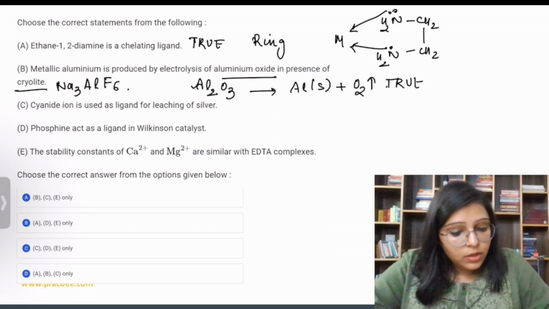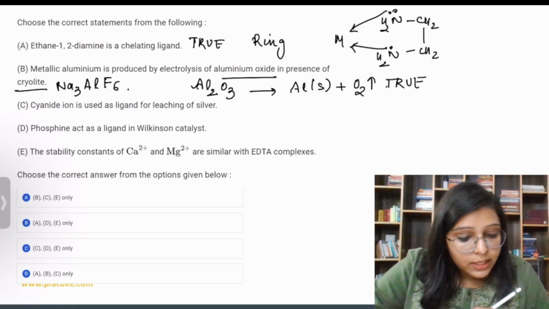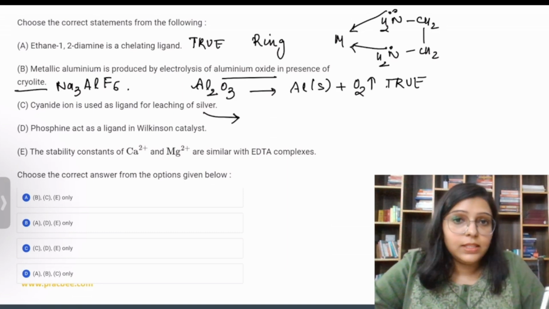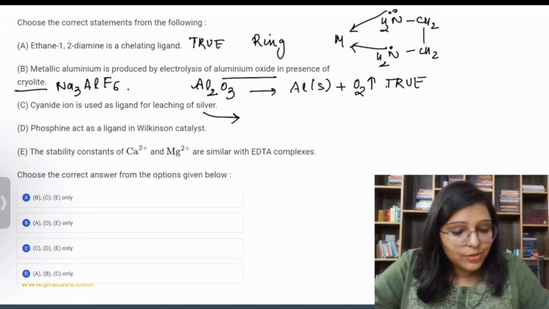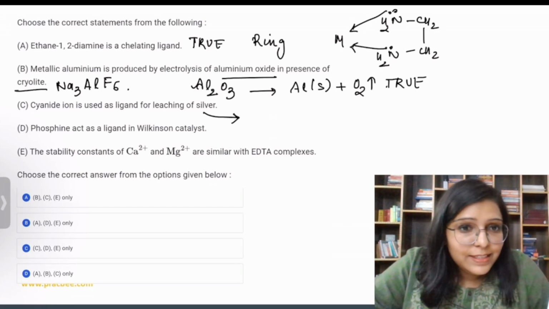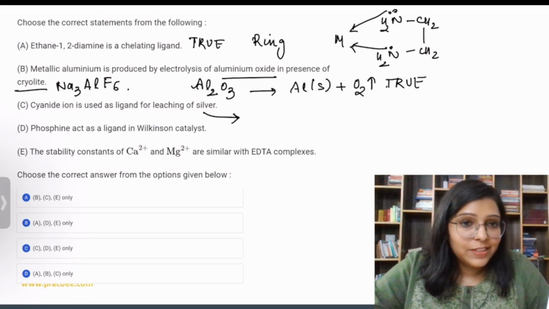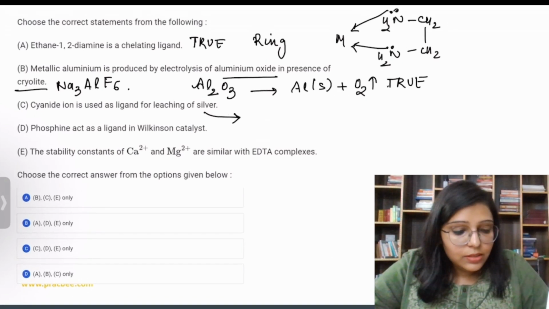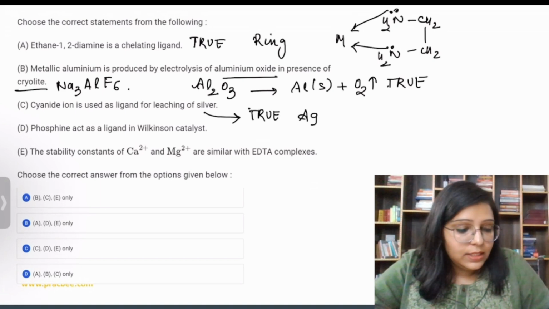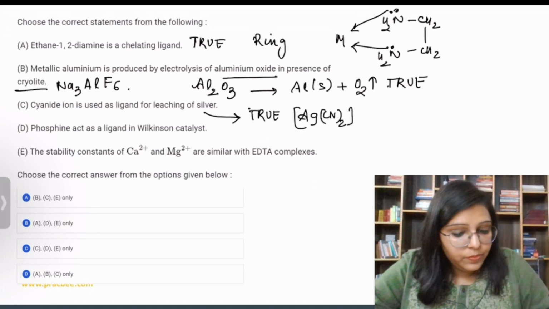Cyanide ion is used as a ligand for leaching of silver. Yes, in the metallurgy process it is used. So this is part of metallurgy. It is difficult to say that this type of question is going to come in 2025, but you can use the elimination method in order to choose the right answer. So yeah, this is the true one. Leaching gives [Ag(CN)2]-.